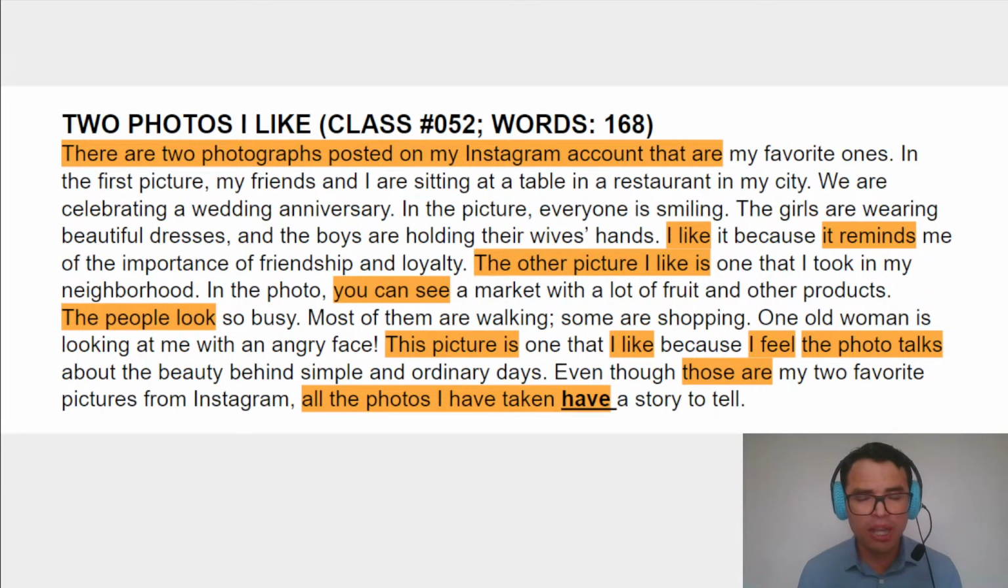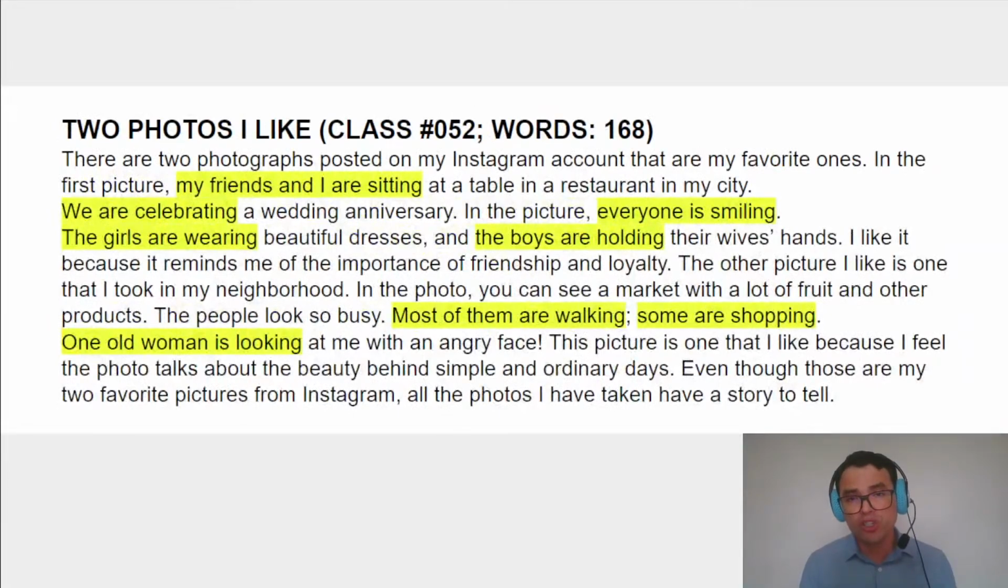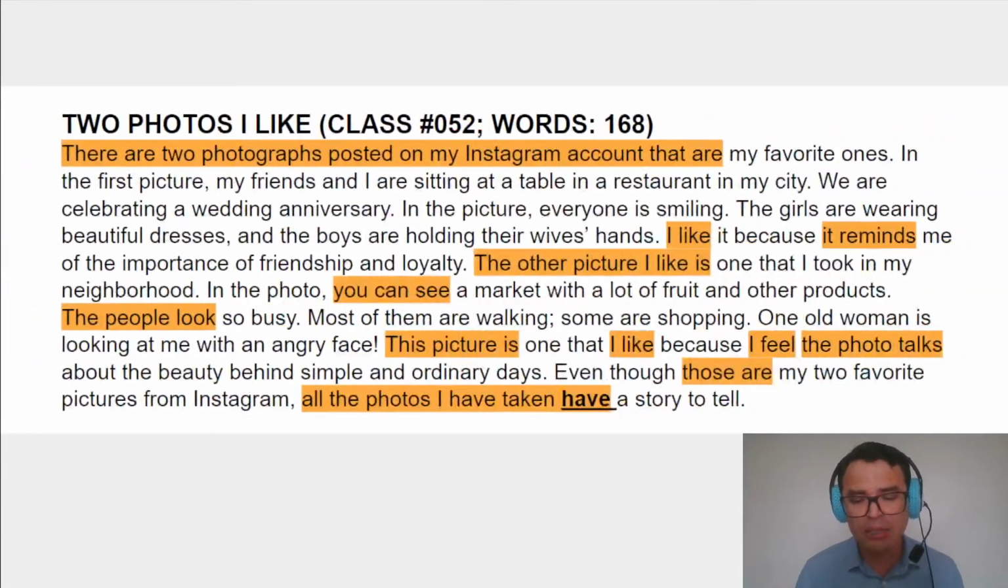The verb is the second one, the one that is underlined. The subject of the sentence is all the photos I have taken, and your verb is have. So you can use the simple present to talk about facts or to give your opinions, to express your likes and preferences. And you use the present continuous to say what is happening in a picture, right?